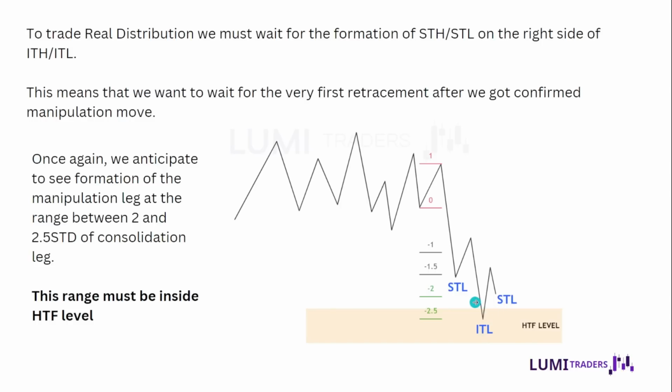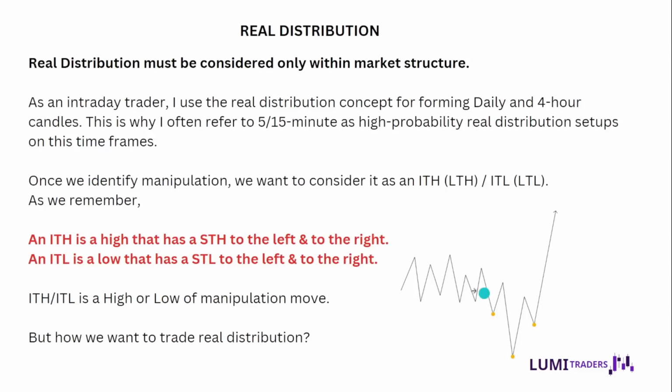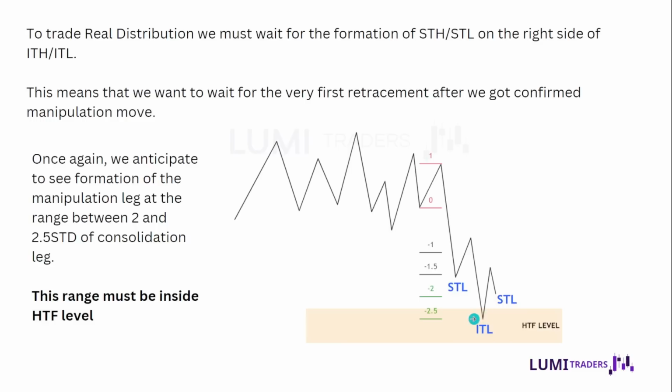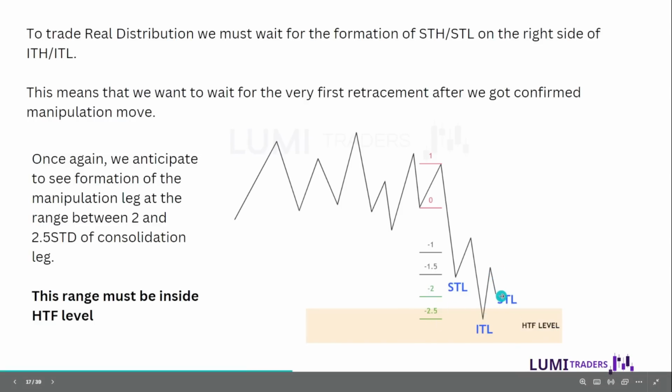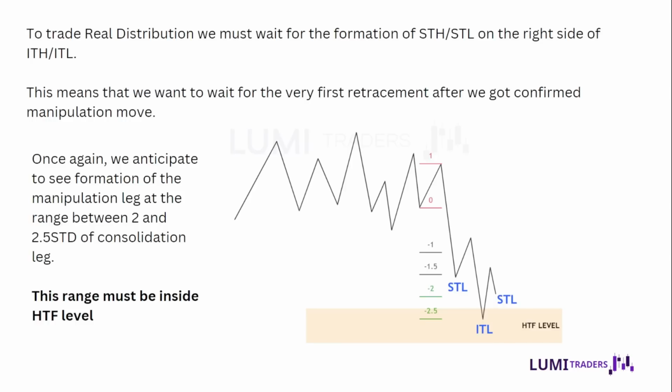We were trying to find a short-term low, intermediate-term low, and short-term low. As we know already, the intermediate-term low is the low that has a short-term low on the left side and on the right side of the intermediate-term low. This means we must have a short-term low right here and right here. So we're trying to find the short-term low first on the left side. After we got manipulation, we want to consider this as the intermediate-term low. And next, the move up from this high time frame level and retracement. The very first retracement is going to form a short-term low on the right side of the intermediate-term low.